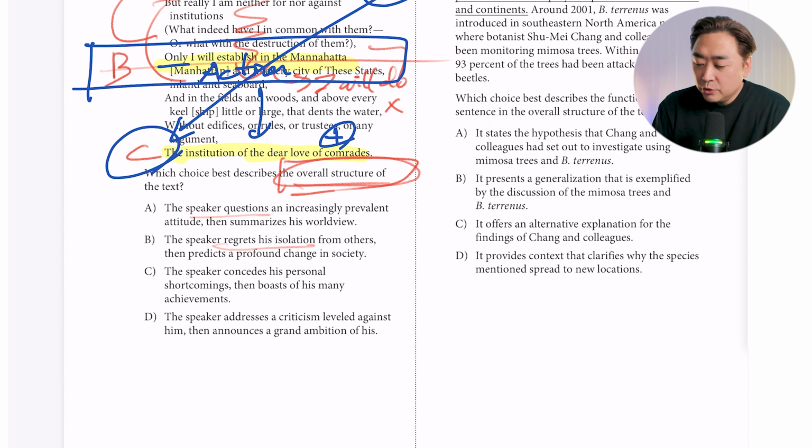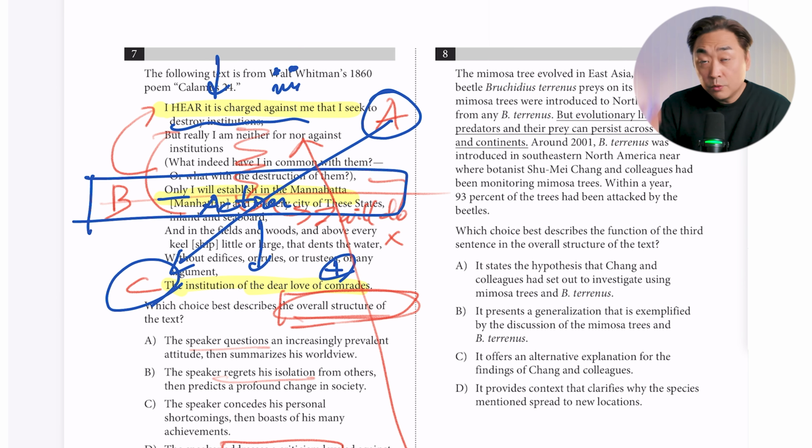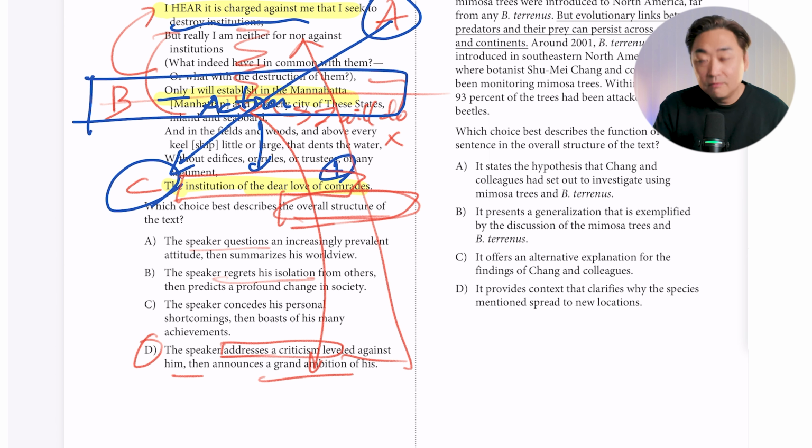D says the speaker addresses the criticism, see that? That's against me, leveled against him, which is literally what it says right up there. And then announces a grand ambition of his, which is what I intend to do, institution of the dear love of comrades, which is very positive. That's my ambition. I'm going to do that. So the answer is D.